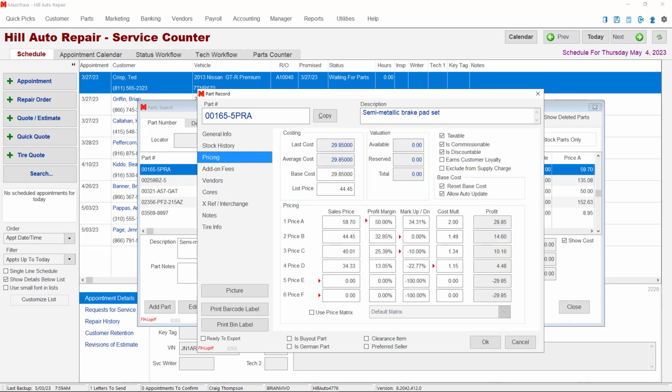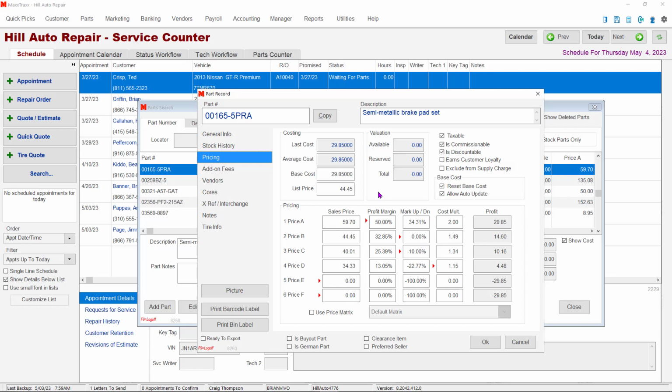We paid $29.85 for these brake pads, and they have a suggested retail price of $44.45. If we want our shop to maintain a 50% profit margin on most parts, our price level A of $59.70 gives us that 50% profit margin. Profit margin is defined as the percentage of the sale price that is profit.